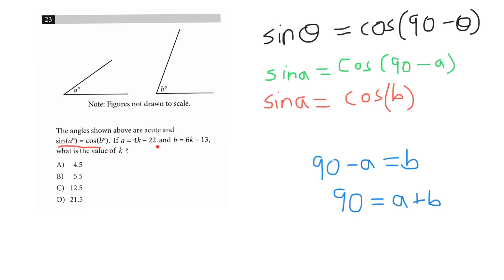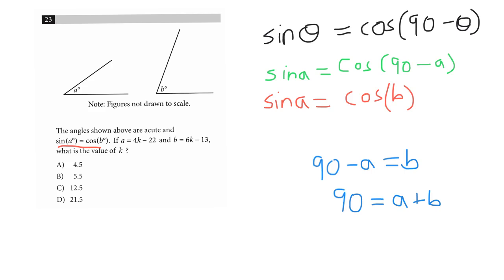That way I could substitute 4K minus 22 and 6K minus 13 into that equation. Well, we set up a beautiful equation that features A and B by remembering that this is true and then comparing this angle to that angle, which is right here. And then we have a nice equation that features A and B. So guess what we can do?